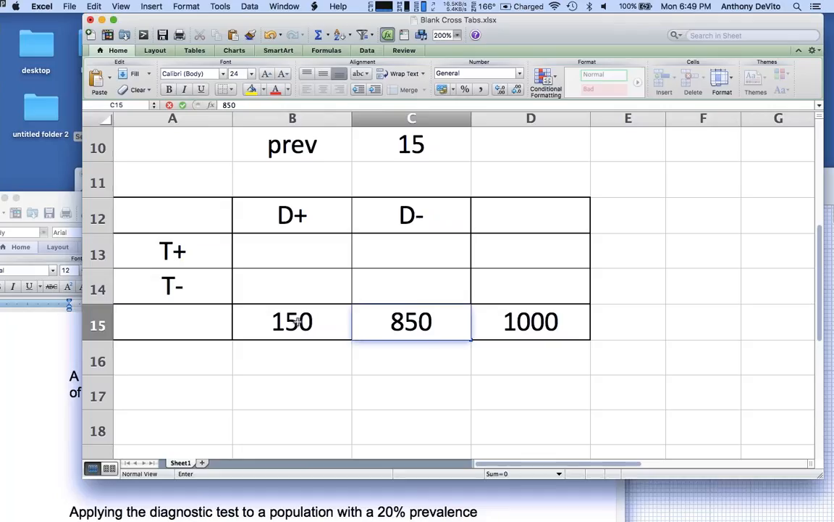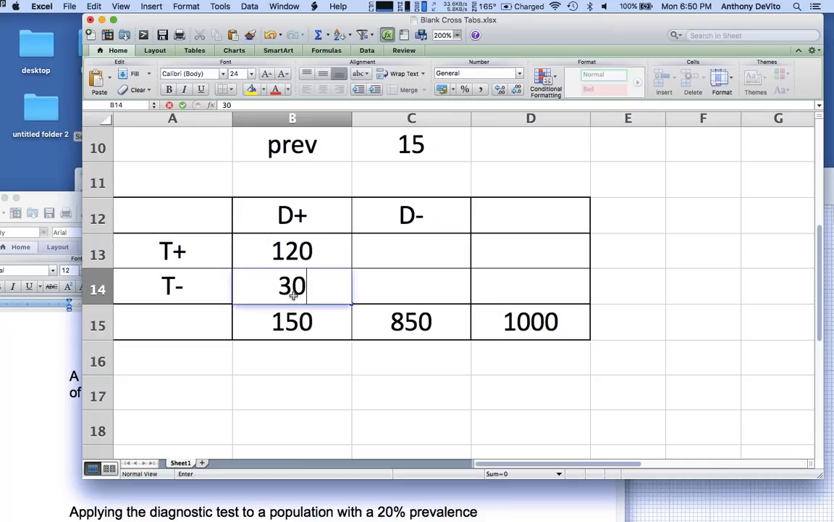Okay, so now let's apply our test to this population. Of the 150 people who have the disease, what is the sensitivity of my test again? Anybody remember? It's 80%. So we should get that right 80% of the time. So how many people are going to be true positives? 120. And how are we going to get that? We're going to get that by 150 times 0.8. Okay, 120. How many people who have the disease tested negative? It's going to be 30, right?